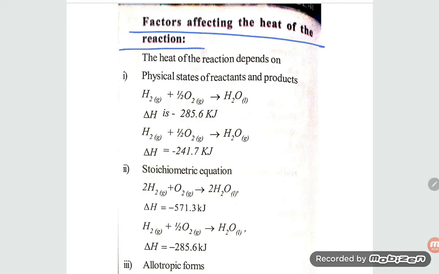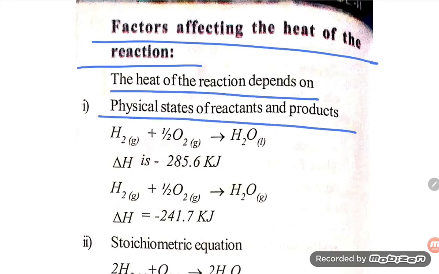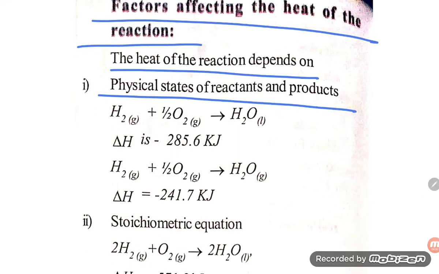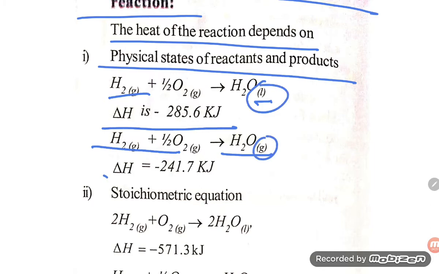Factors affecting the heat of the reaction. The heat of the reaction depends on the physical state of the reactants and products. H2 plus half O2 gives H2O; here one is gas and the product is liquid, so delta H is minus 285.6 kilojoule. When H2 and O2 form H2O gas, the enthalpy is minus 241.7. So for liquid formation the energy released is higher, 285.6, but for the gaseous state it is less, minus 241.7.